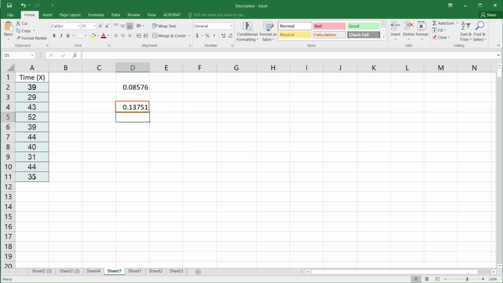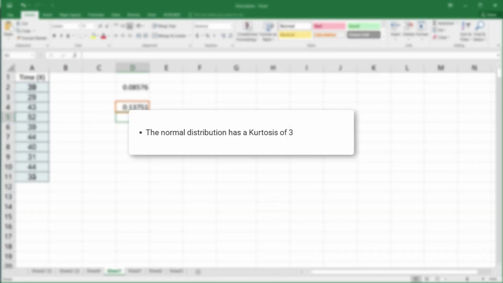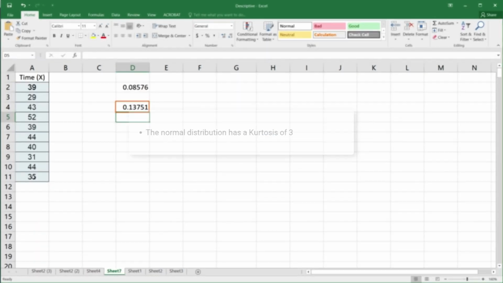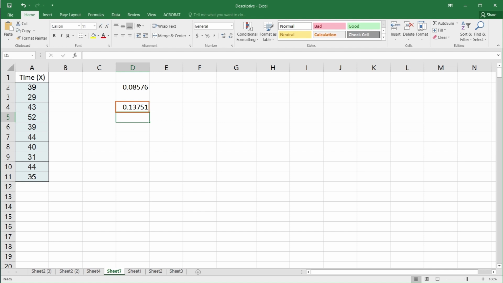That means Excel functionality computes the kurtosis relative to normal distribution. Normal distribution has a kurtosis of 3. So there we have an excess positive kurtosis with this time to get ready data, that is 0.13. So absolute kurtosis would be 3.13. That means it has a positive kurtosis, excess positive kurtosis.